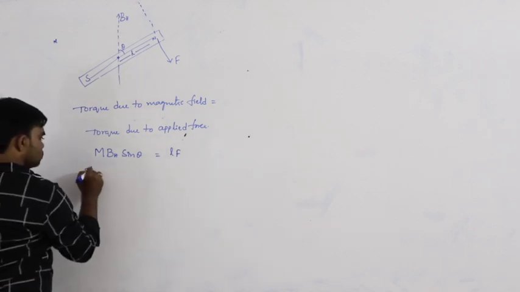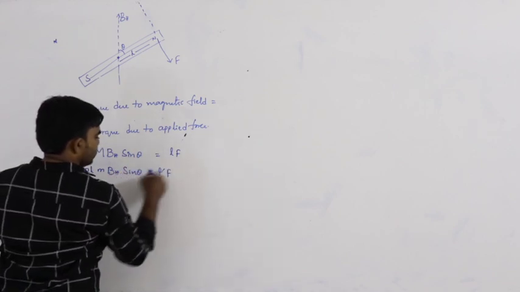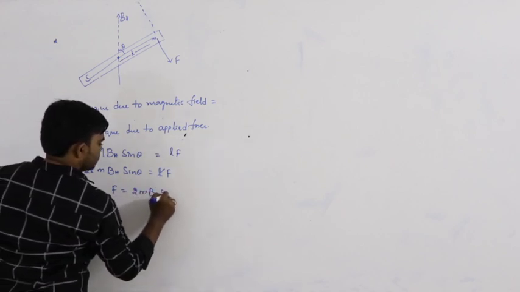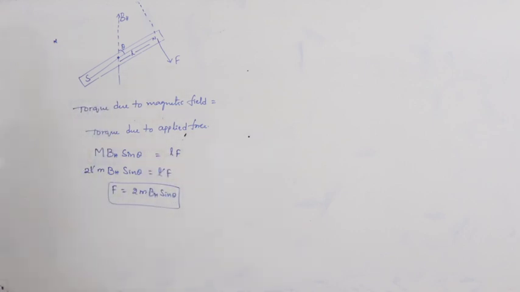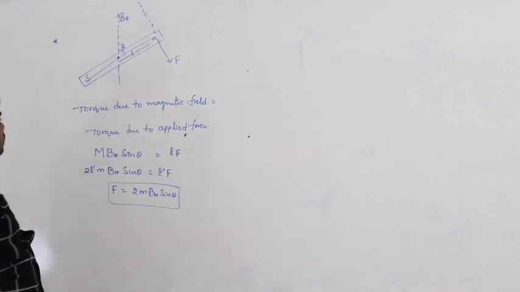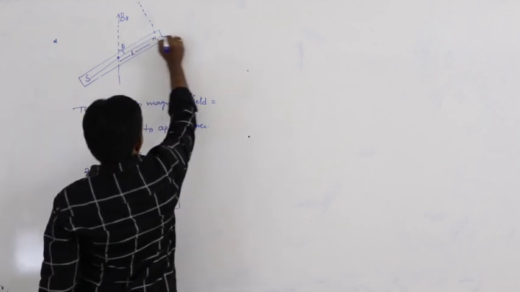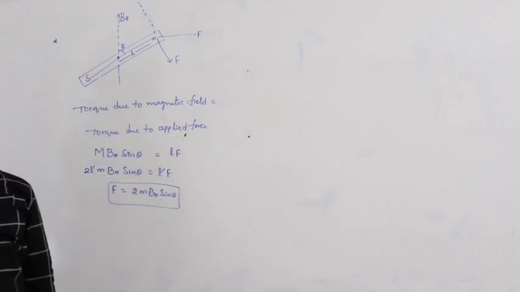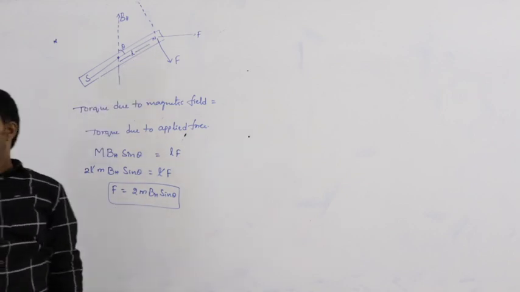So, here 2L MBH sin theta is equal to LF. L gets cancelled. Then F can be written as 2MBH sin theta. So, this is the concept here. Two conditions. In the previous case, where the direction of the force applied was like this, we calculated F equal to 2MBH tan theta, but here the applied force is like this, and the result is 2MBH sin theta. That is the concept.